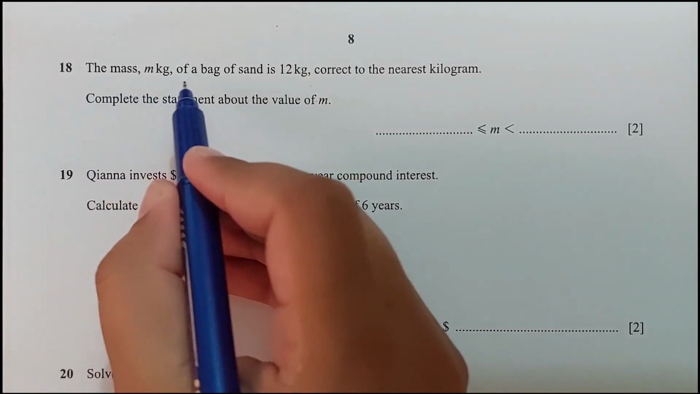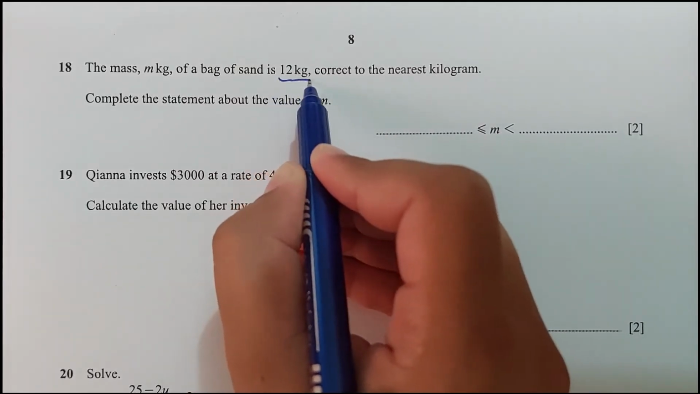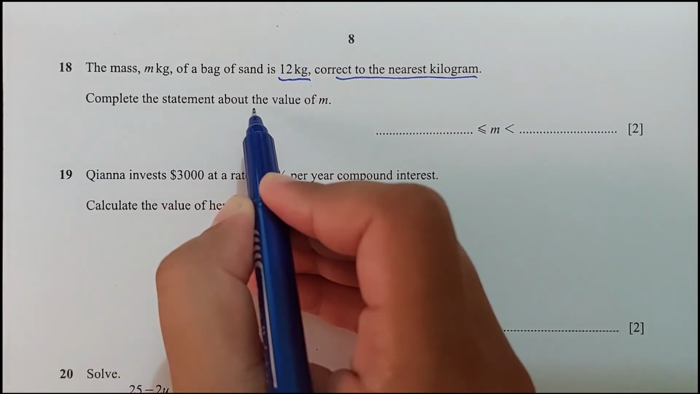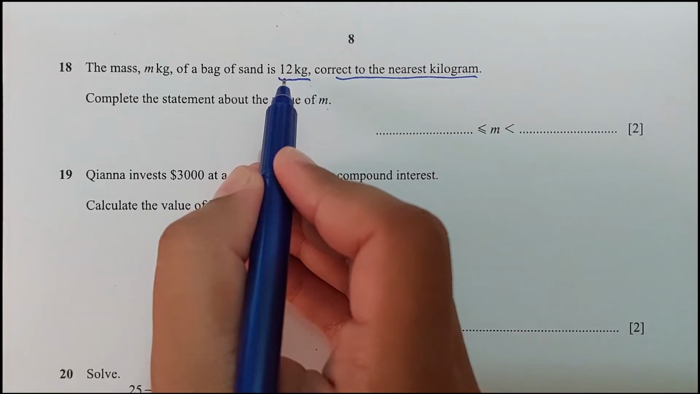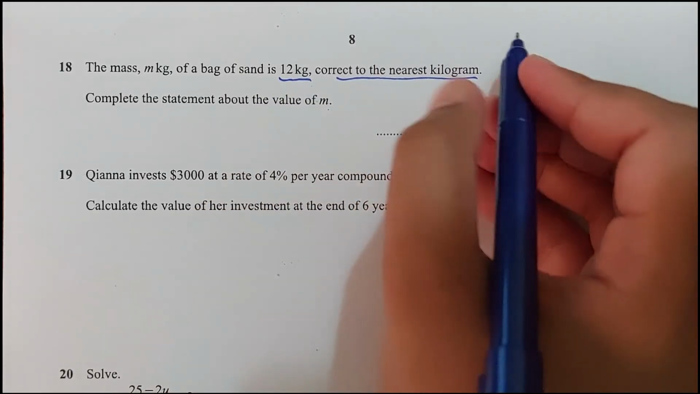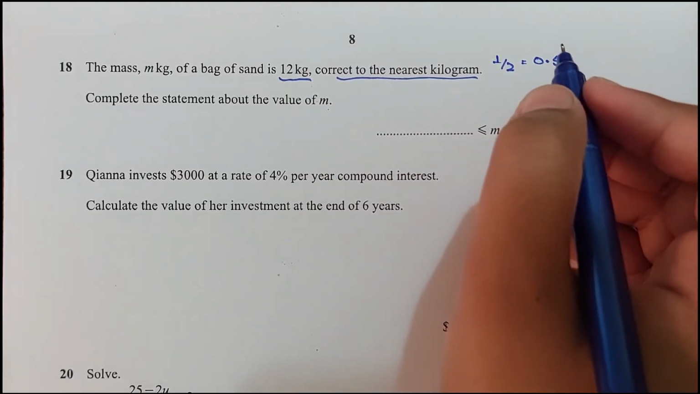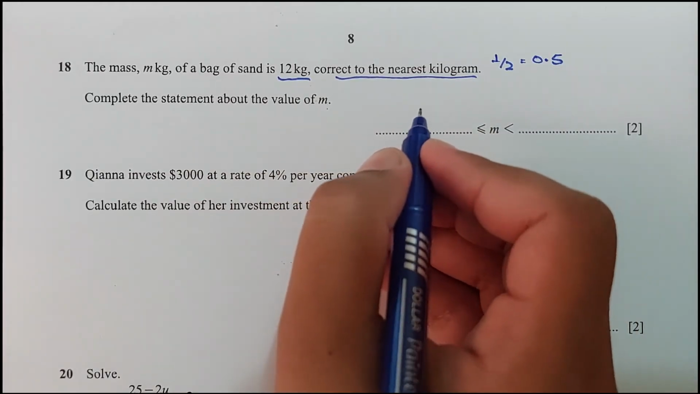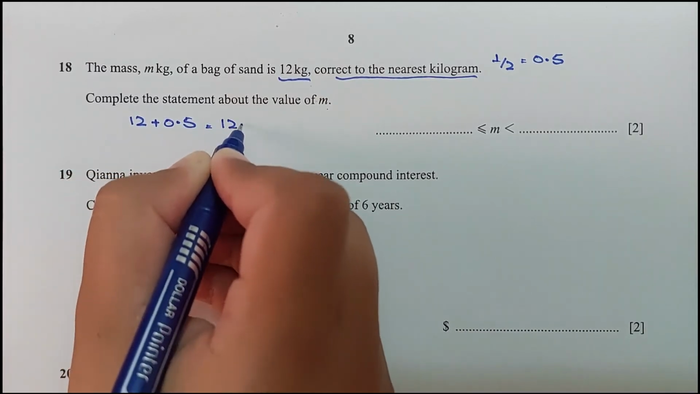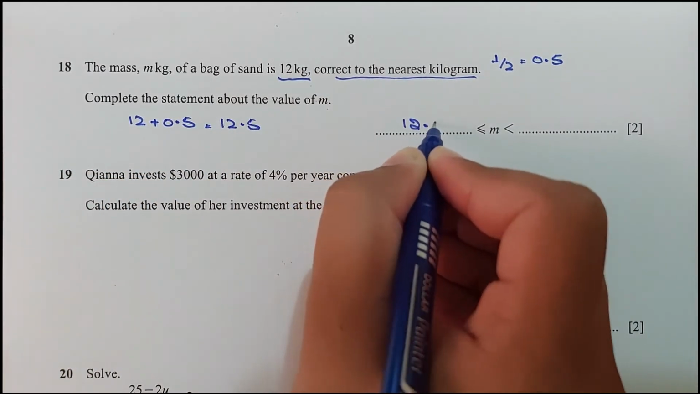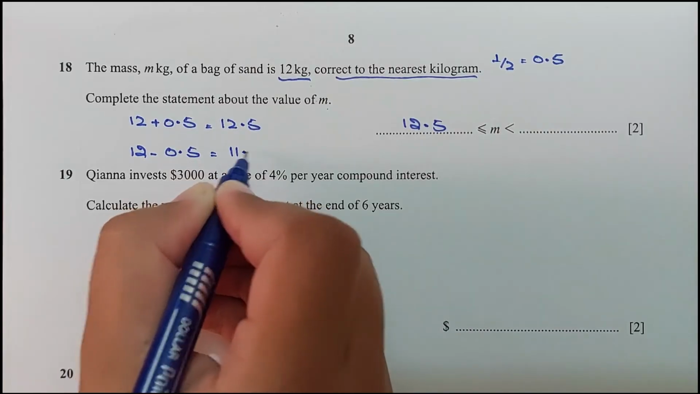Question number 18. The mass m kilograms of a bag of sand is 12 kilograms, correct to the nearest kilogram. Complete the statement about the value of m, the upper and the lower bounds. We need to add 0.5. This is correct to the nearest 1 kilogram, so we do 1 by 2, which is 0.5. So add 0.5 and subtract 0.5. In 12, if I add 0.5, 12 plus half is 12.5, and 12 take away half is 11.5.